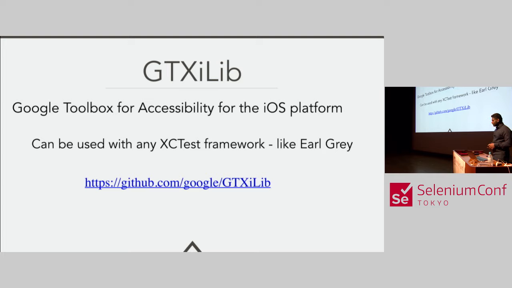Well, before talking about this, Apple devices are usually very strict in terms of shipping your apps to the Apple App Store. They have all the accessibility APIs pretty much out there, and you can use unit testing to test those. And there is one from Google, as you see on the screen, which is called the GTXiLib. It can be used with any XCTest framework like EarlGrey, and you can do the accessibility audits from there, especially for iOS platforms.